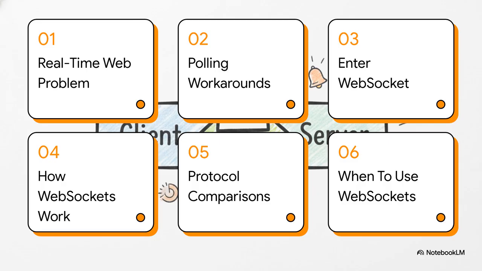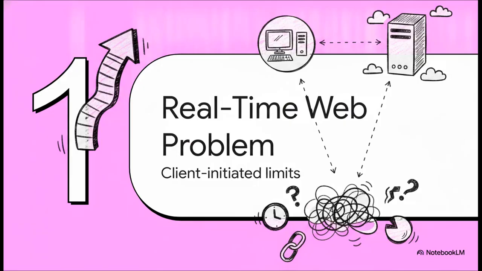We'll start with the core real-time web problem. Look at some early workarounds like polling. Introduce the WebSocket itself, explain exactly how it works under the hood, compare it to other protocols, and finally, outline when you should actually be using it in your own systems. All right, let's kick things off with Section 1, the real-time web problem.